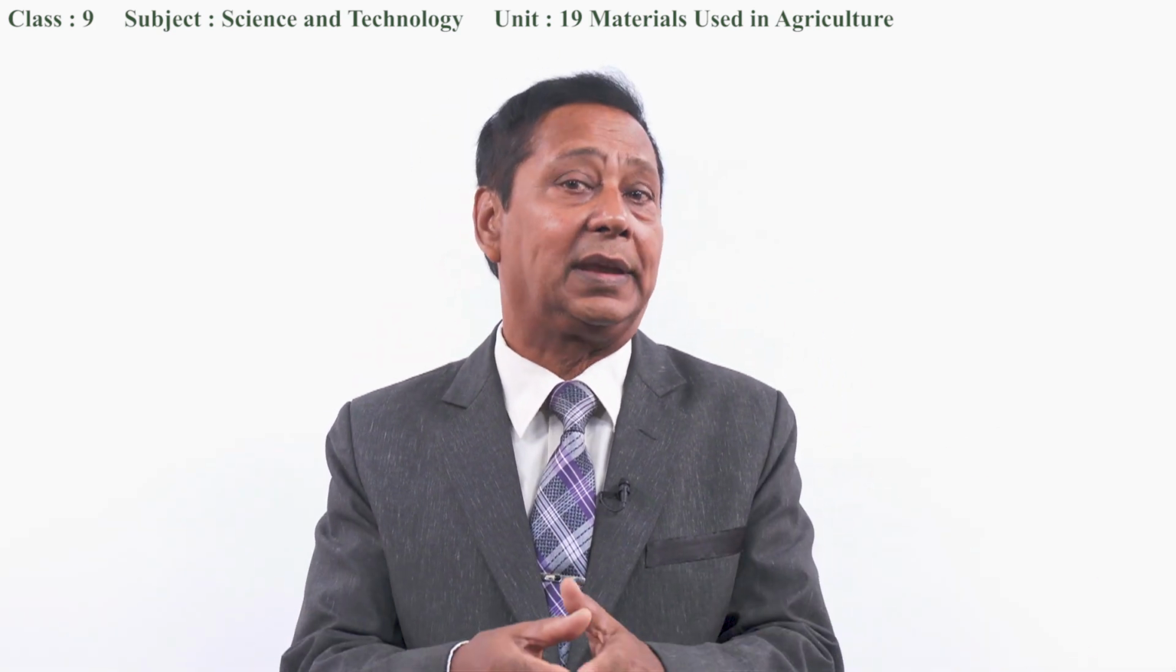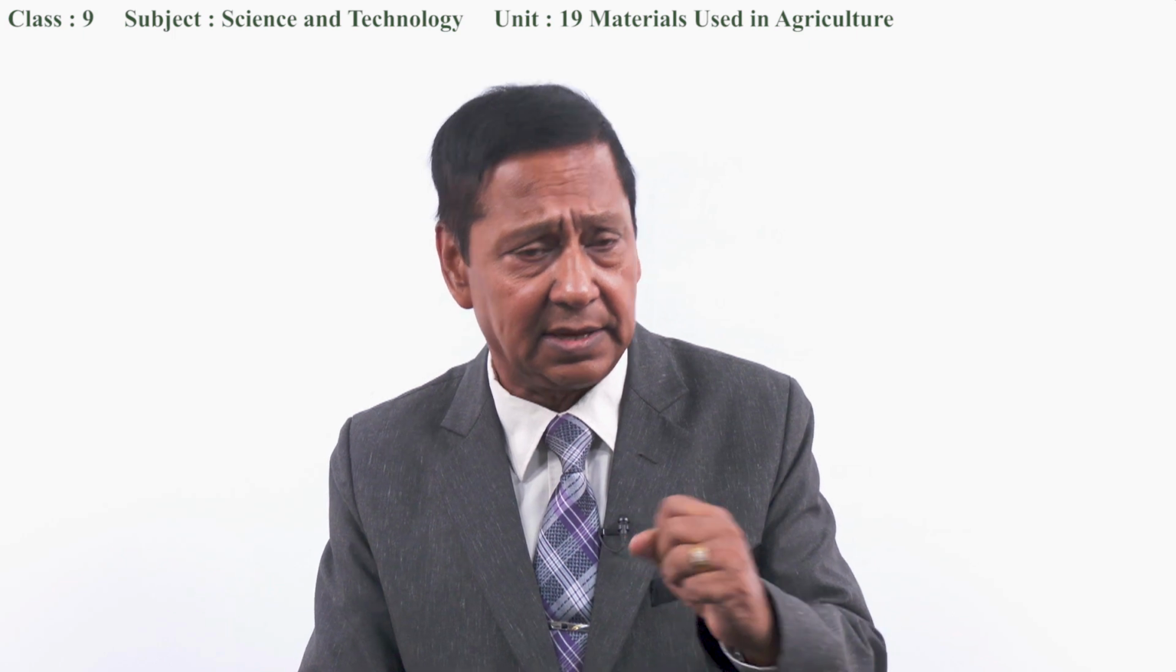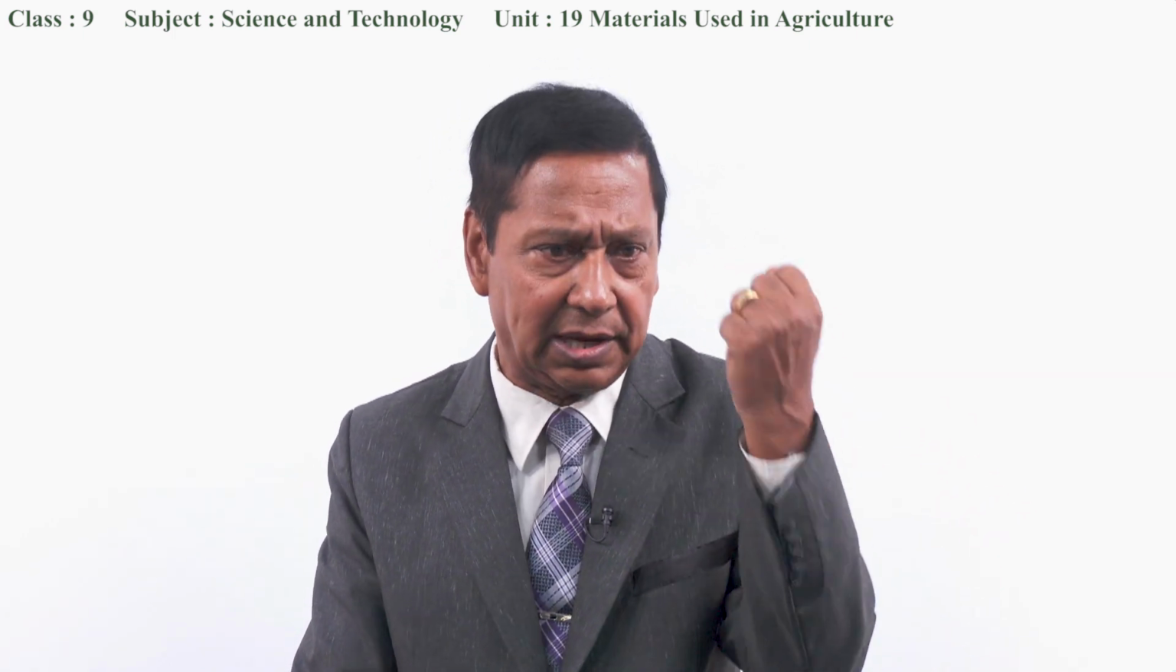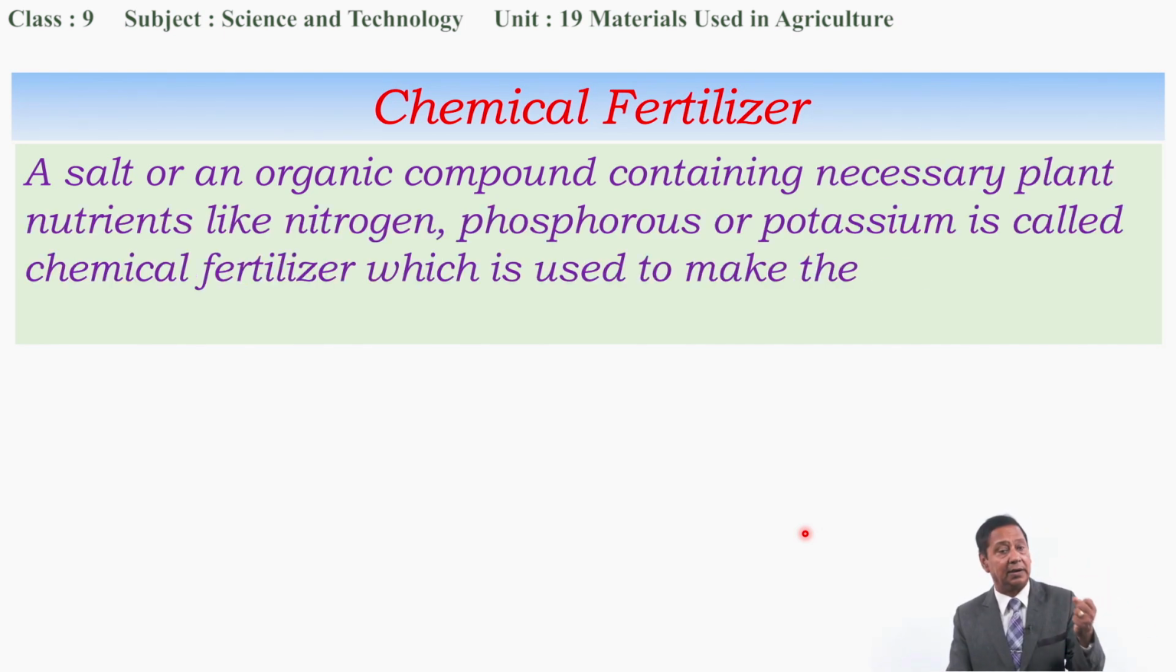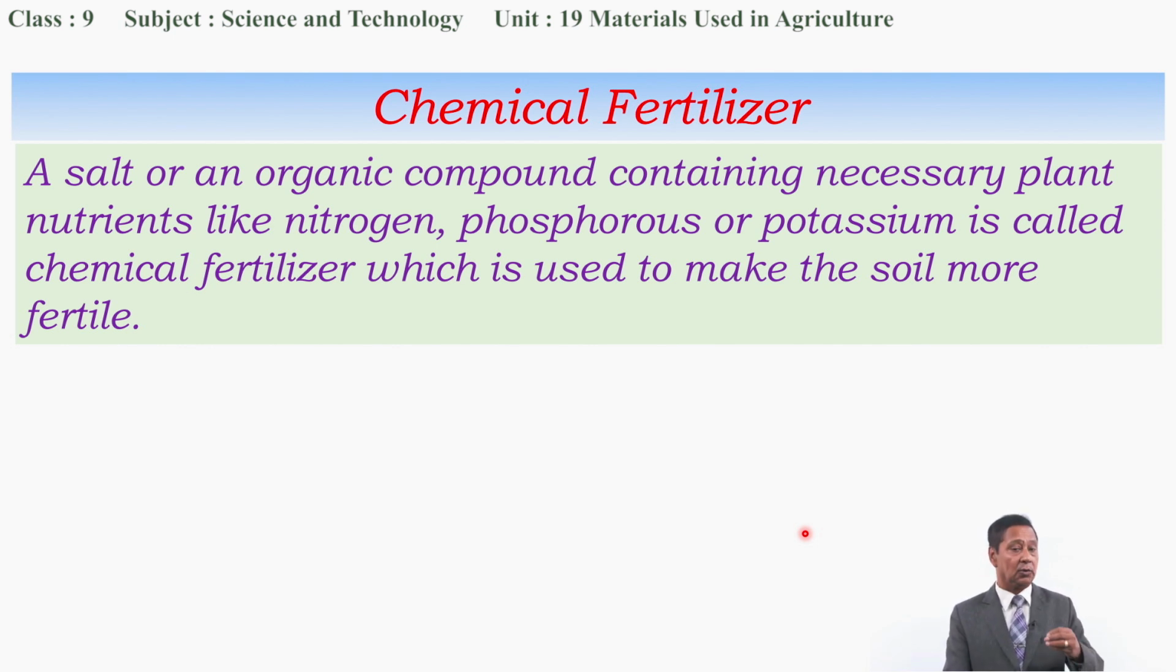Now let's talk about the chemical fertilizer. I want to just define the chemical fertilizer. In another class, we will go into chemical fertilizer in detail. What is chemical fertilizer? Just the definition. Actually, they are salts or organic compounds. That's why we can define it: a salt or an organic compound containing necessary plant nutrients like nitrogen, phosphorus or potassium is called chemical fertilizer, which is used to make soil more fertile.